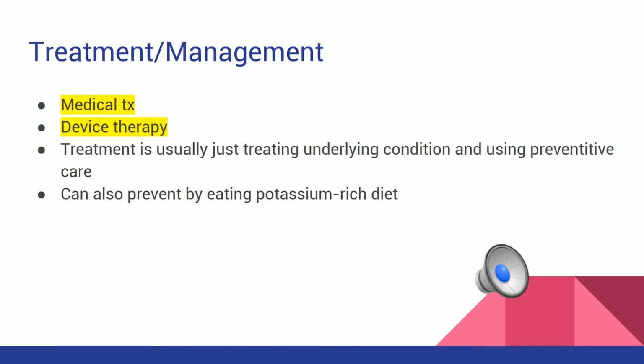So treating hypokalemia can involve medication treatments or device therapy, but typically how we're going to treat this is by treating the underlying condition that is causing the hypokalemia. Hypokalemia can be prevented by eating a high potassium rich diet. So eating a couple extra bananas every day can help prevent this deficiency in potassium.